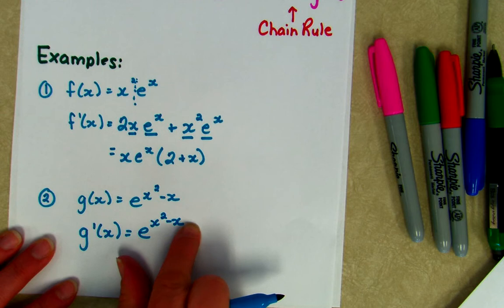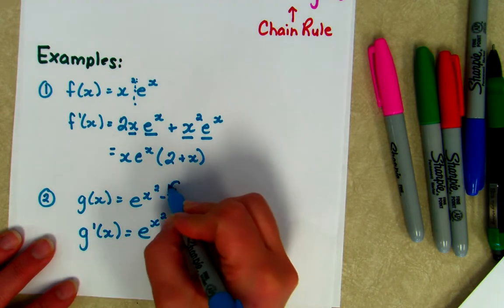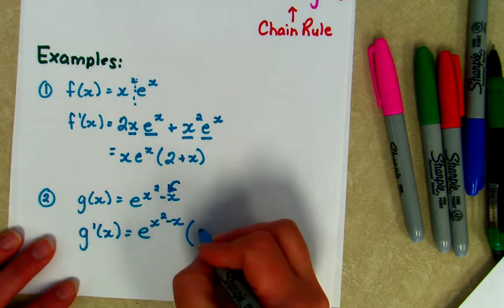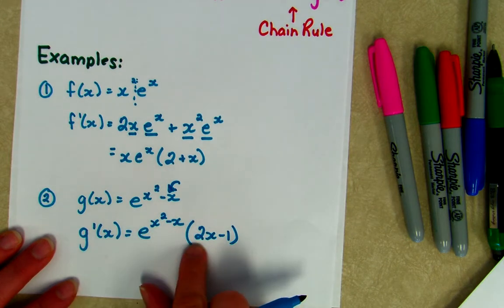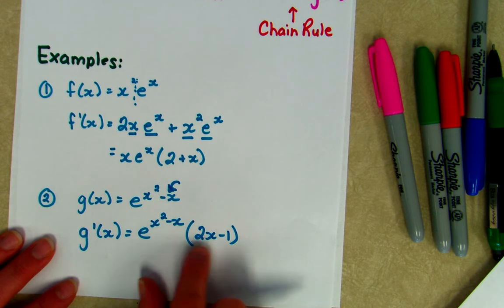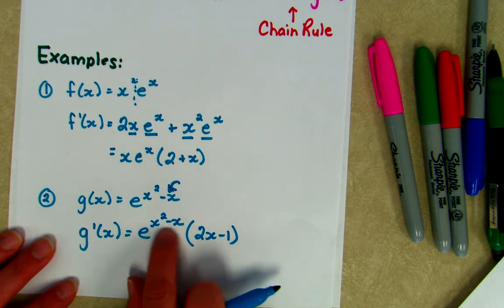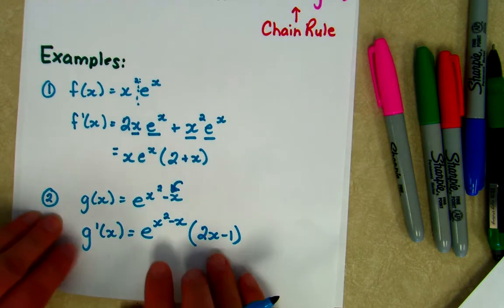But because the exponent itself is a function, chain rule says I now have to look inside at this function and multiply by its derivative. Well, the derivative of x squared is 2x, and the derivative of negative x is negative 1. And make sure it's really obvious that this part is an exponent and this part is not. It's a multiplication at the end.